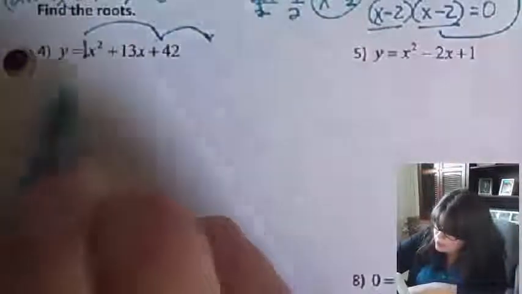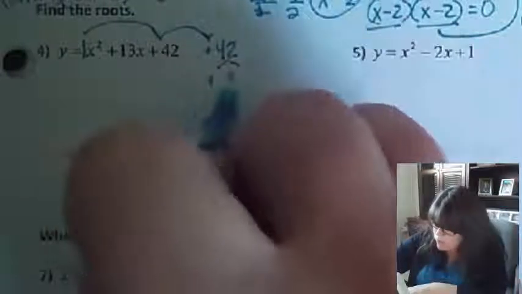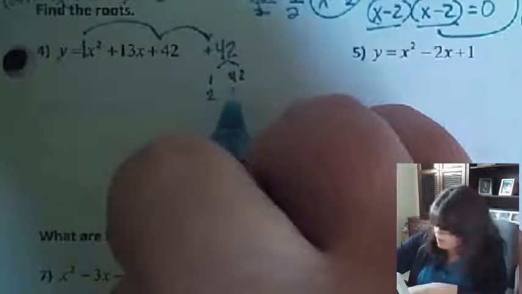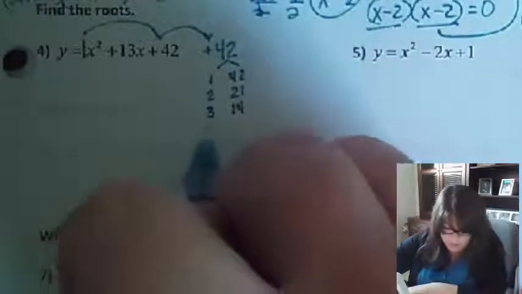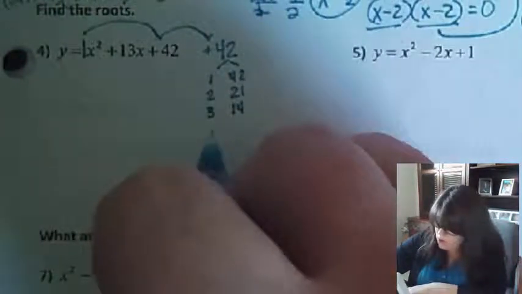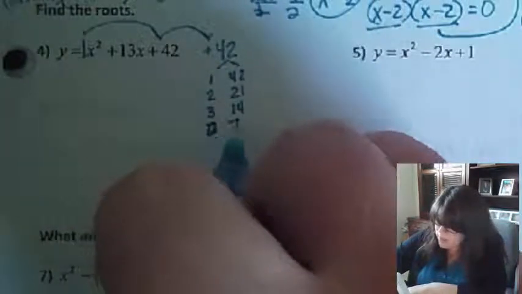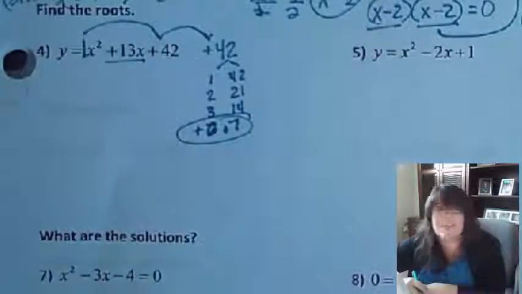All right, so we've got 1 is A and C is 42. So if I do 1 times positive 42, that gives me positive 42. Factor that. 1 and 42. 2 and 21. 3 and 14. 4, no. 6, no. 7. 6 goes in 42 times 7. 6 times 7 is 42. And if this is positive and this is positive, it will give me positive 13. So there's my magic pair. That's the one that I want.